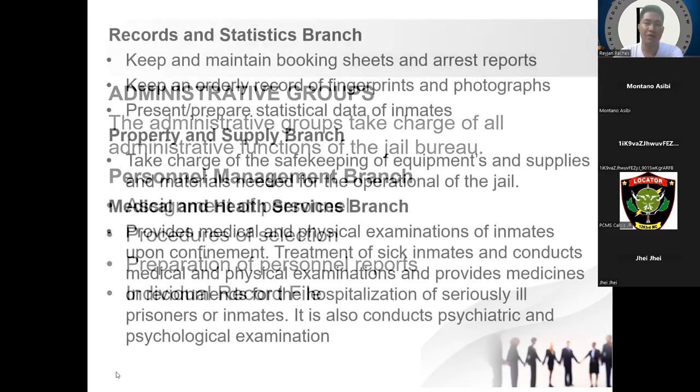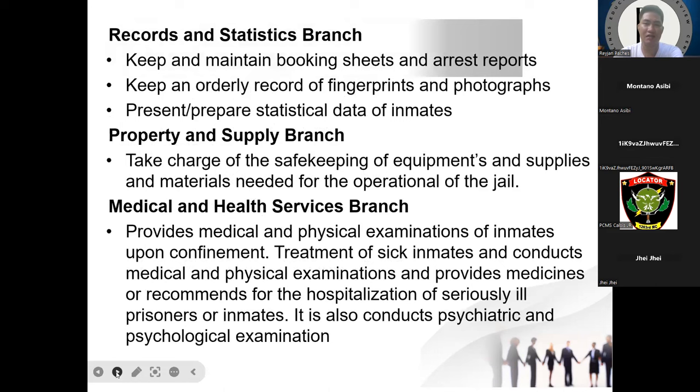Okay, so of course, ang records and statistics natin, they are tasked to maintain yung mga booking sheets and arrest reports natin. Dapat naka-in detail yan or nakasulat yan para ma-scheme or ma-plot natin. So, of course, aside from that, yung mga fingerprints and photographs, present, prepare statistical data of inmates, kung ilan ang nakalagay sa loob, ilan ang nakabilanggo as of the moment. So, yan yung records and statistics branch natin.